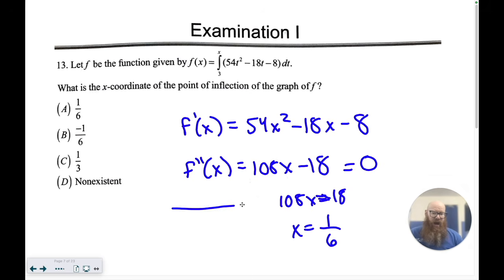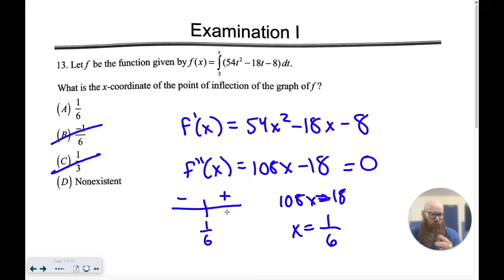And then I should do this because it's obviously not these, but it could be non-existent if I don't get a sign change on the second derivative. But I clearly do because when I plug in like 0, I get a negative, and when I plug in 1, I get a positive. So it should be easy to see. Maybe you don't even need to write it out, but just check that. Just because you have a 0 of the second derivative does not mean that it's a point of inflection.